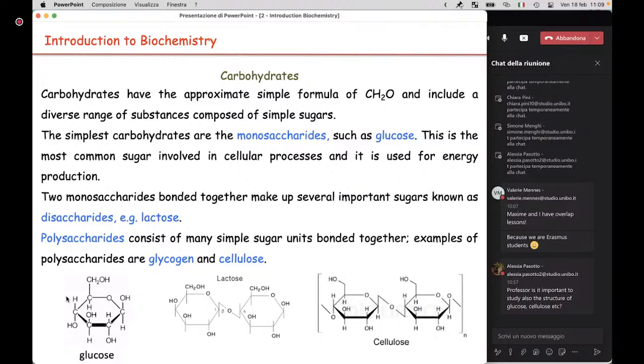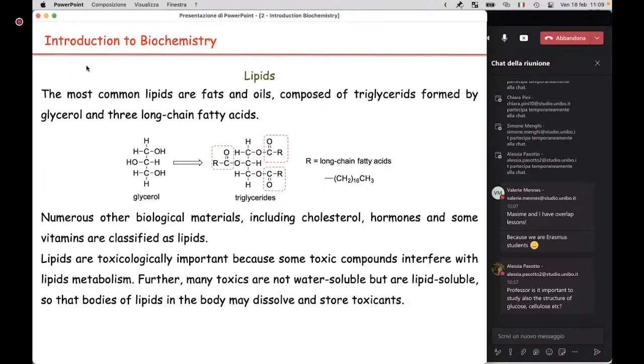So I don't see any questions in the chat, so we can go on with the next important biomolecules that are lipids. Lipids, in a macro way, are divided into two main groups: fats, which are solid, and oils, which are liquid. Most fats and oils are composed of triglycerides.